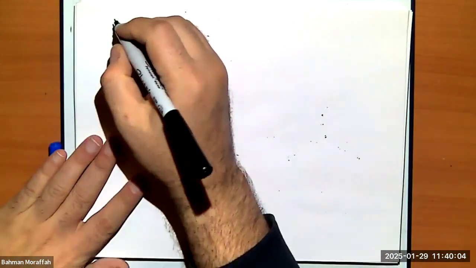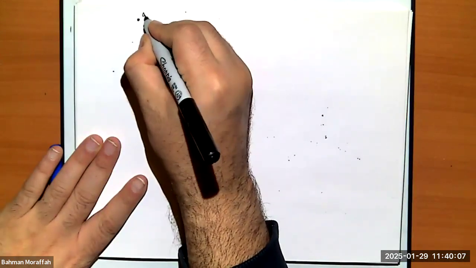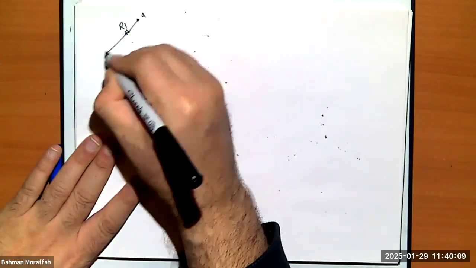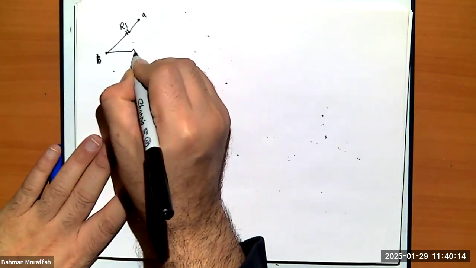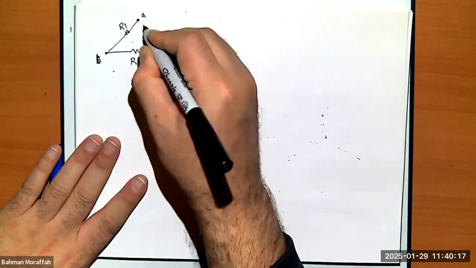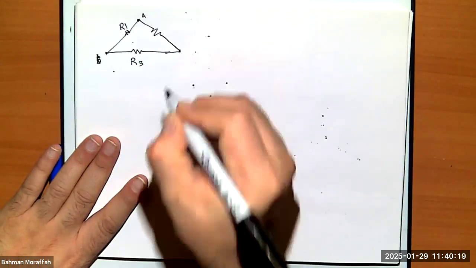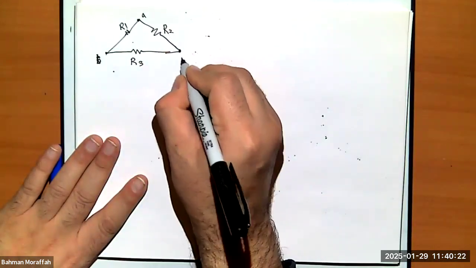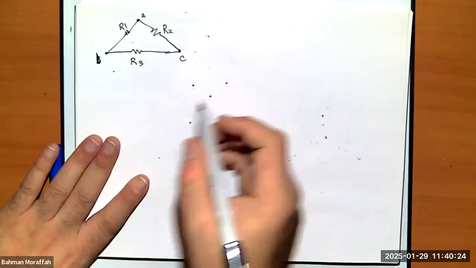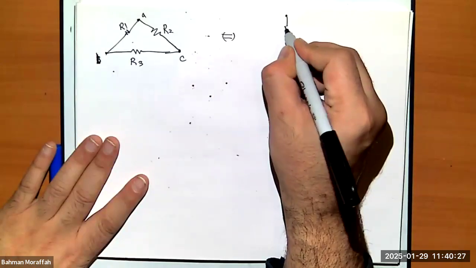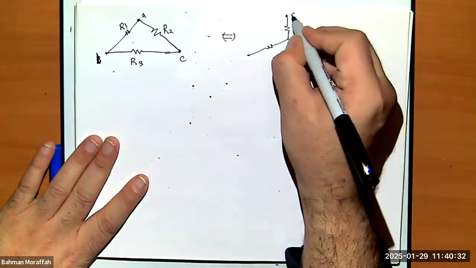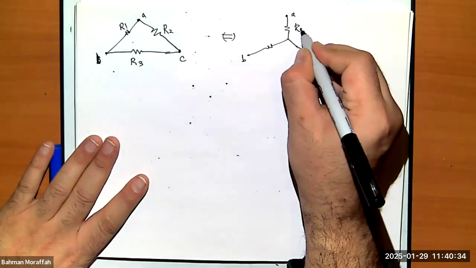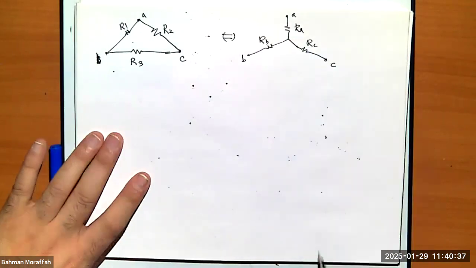So let's see how it works. Let me redraw this. Let's just say, again, this is A. This is R1. This is B. This is R3. This is R2. This is C. I want this to be the exact same as this guy. This is A, this is B, this is C: RA, RB, RC. Right?